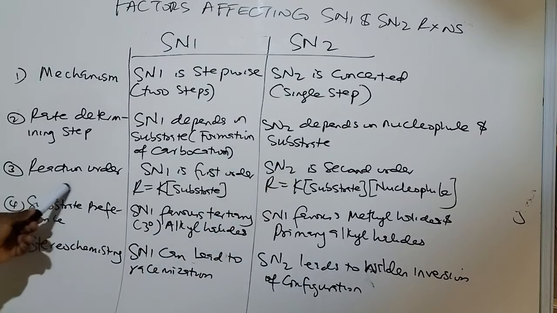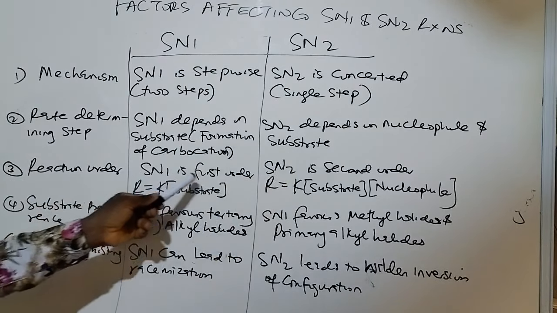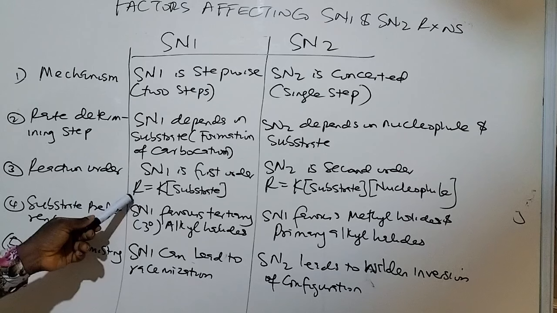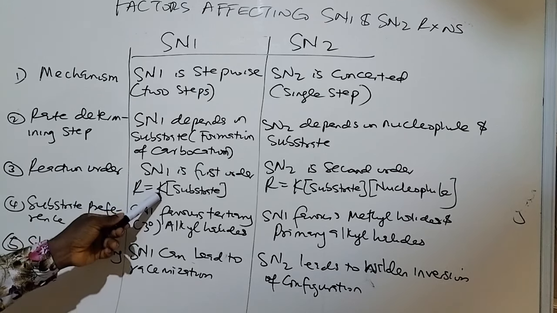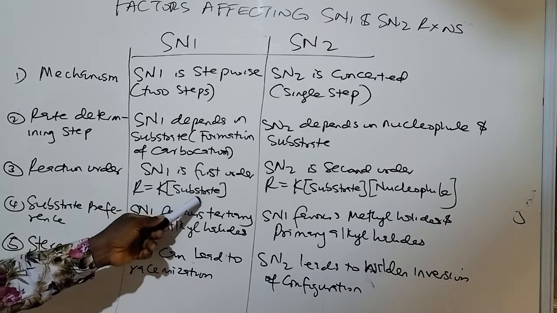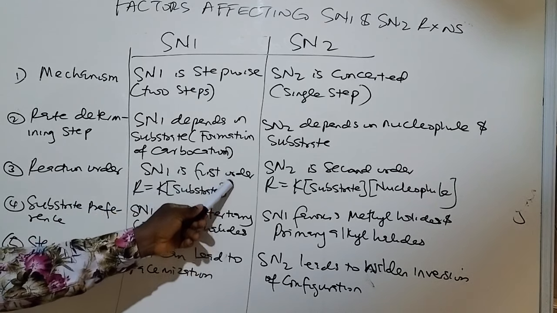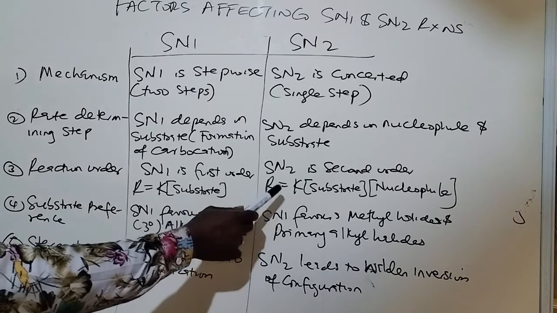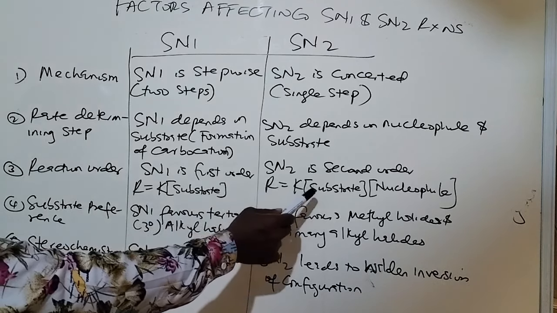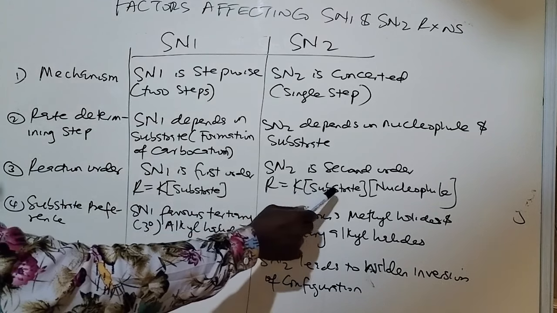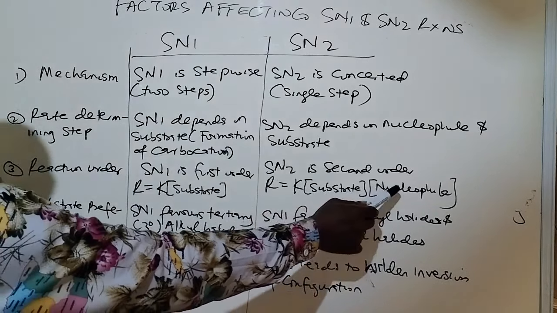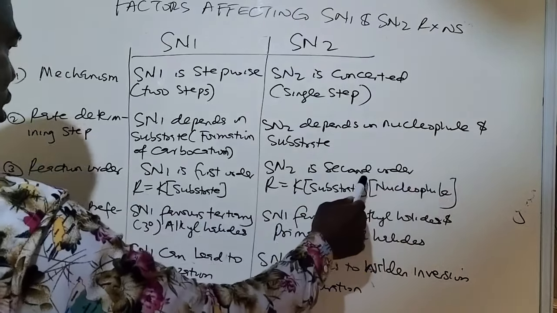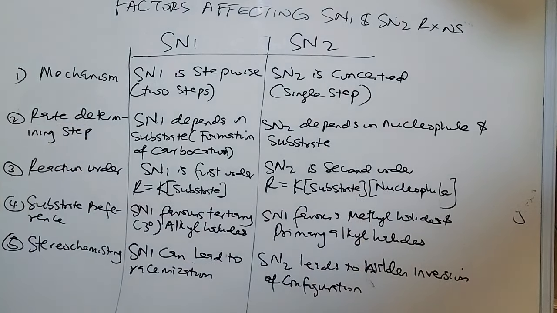Number three, reaction order. SN1 is first order. Look at the rate equation for the rate determining step. Rate equals rate constant multiplied by substrate. So the power of the substrate is only 1 here. That is a first order reaction. While SN2 is a second order reaction, the rate equals rate constant multiplied by the substrate concentration, then multiplied by the nucleophile concentration. The power is 1 each, so 1 plus 1 gives you 2. That is the second order or bimolecular reaction.